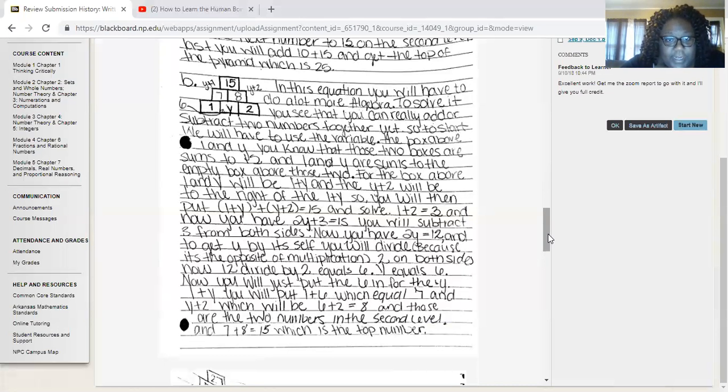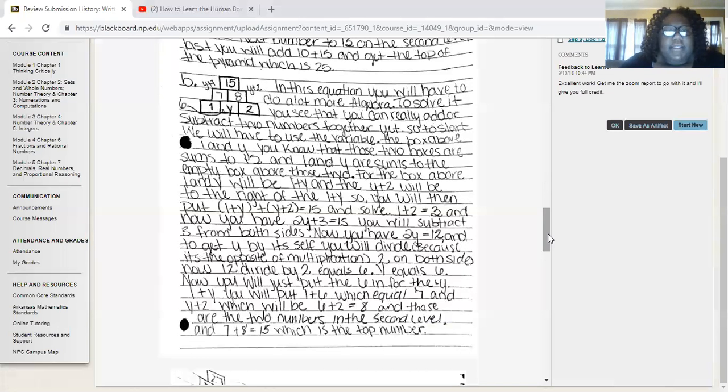Sorry, I'm just finding my spot. And x and y sum to the empty boxes above those two. The box above x and y will be x plus y, and the y plus 2 will be to the right of the x plus y. So you will then put x plus y plus y plus 2 equals 15 and solve. So x plus 2 equals 3, and now you have 2y plus 3 equals 15. You will then subtract 3 from both sides. Now you have 2y equals 12.